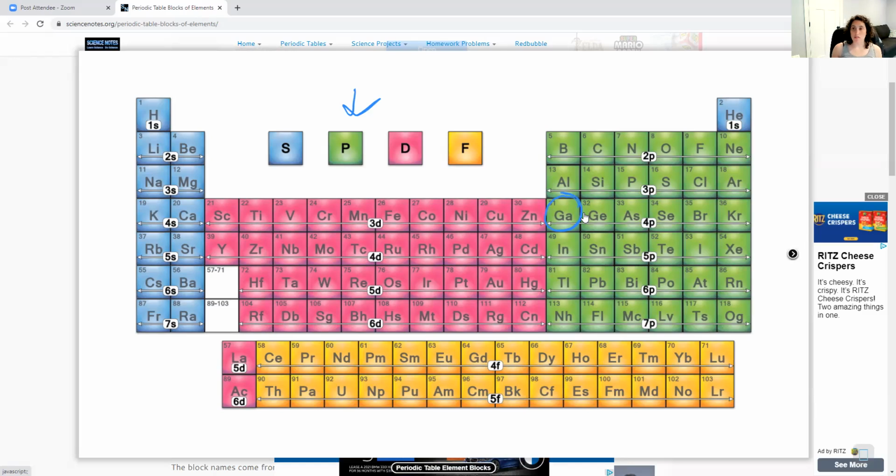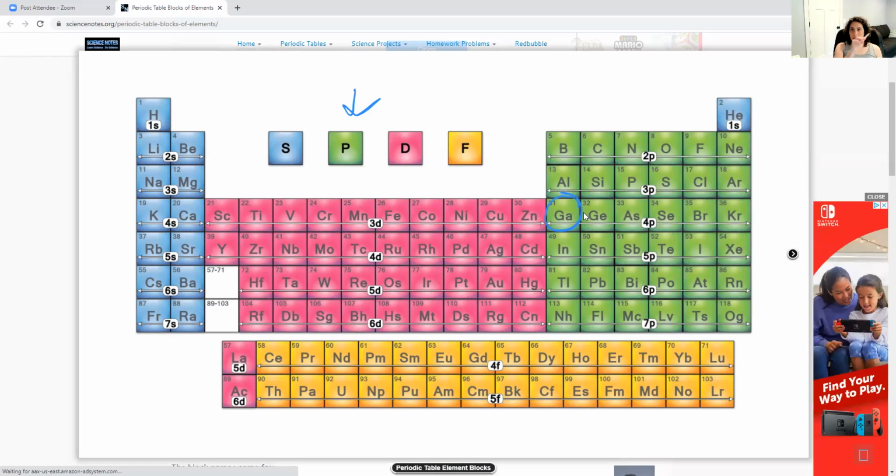But to write its electron configuration, I need to do everything that came before it up to gallium. So I read top to bottom, left to right, just like reading a book. The first top row is the 1s, and hydrogen is 1s1, helium is 1s2. So I have done both of those, 1s2. Then my second row, I have the 2s2, that gets me to beryllium.